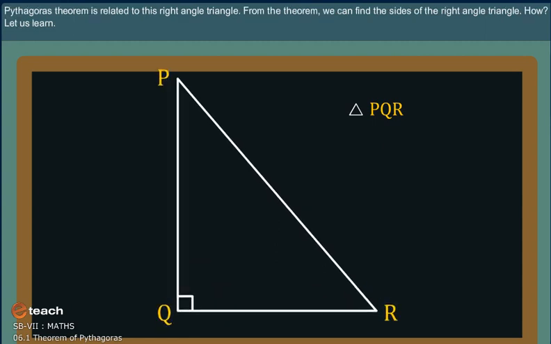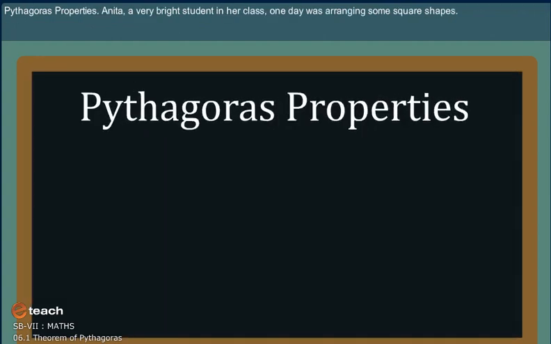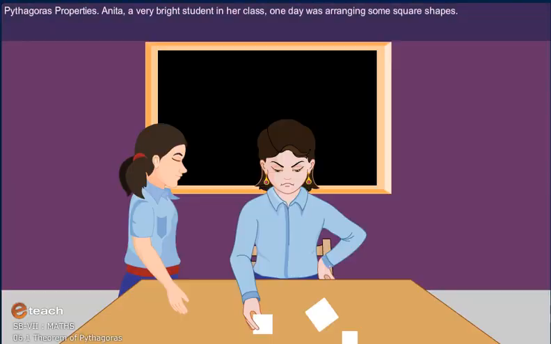Pythagoras theorem is related to this right angle triangle. From the theorem, we can find the sides of the right angle triangle. How? Let us learn. Pythagoras properties.